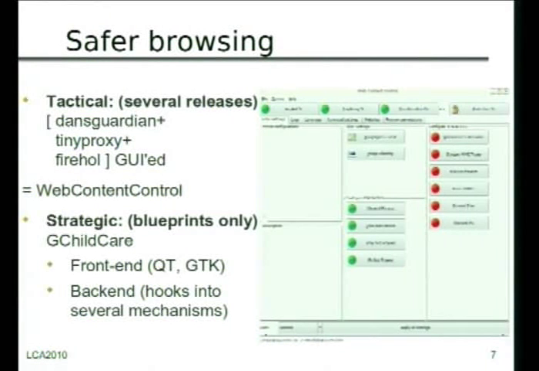What I do want to say about Web Content Control is it is specifically only for Tiny Proxy, Firehole and Dan's Guardian, where there is other software out there such as SquidGuard, UFW, which is Ubuntu Firewall, obviously Squid as opposed to Tiny Proxy. And that's where the G Childcare product is more of a strategic product, which will have separate client and server components and be able to hook into different software to make it more adaptable. That's certainly in the blueprint phase at the moment.